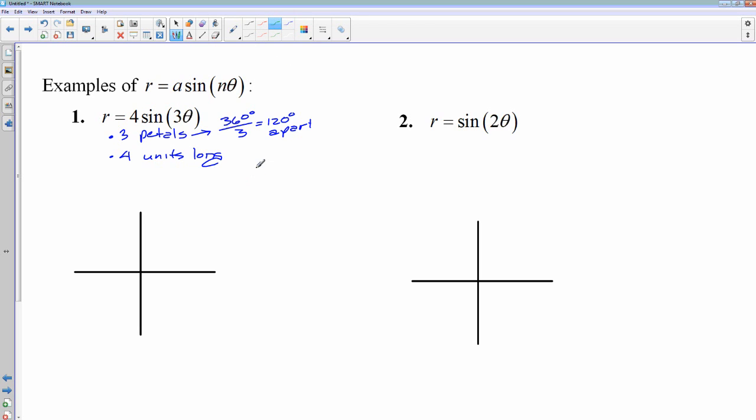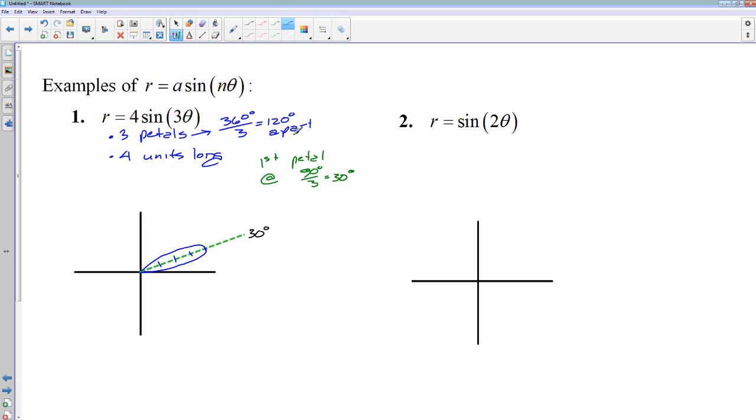So my first petal is at an angle of 90 degrees divided by 3, which is 30 degrees. So I'm going to start with my first petal not on the x-axis, but up 30 degrees. So if here's 30 degrees, my first petal is going to go 4 units out in that direction. So 1, 2, 3, 4, and I'm going to go out in that direction of 30 degrees.